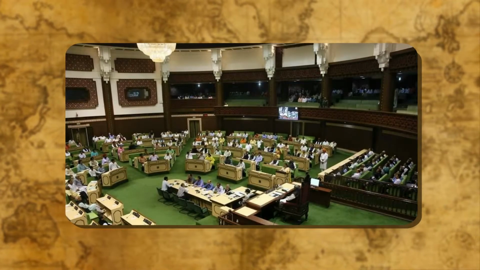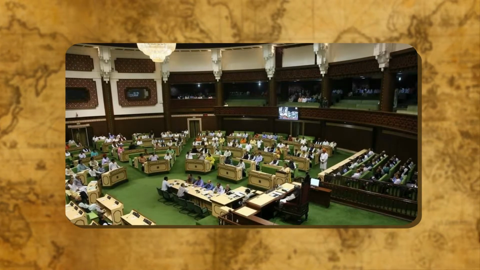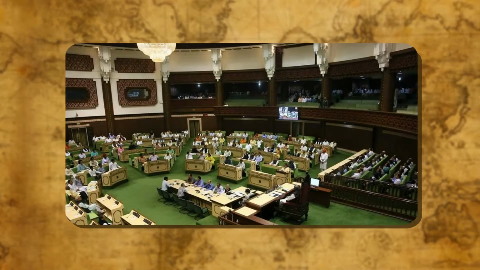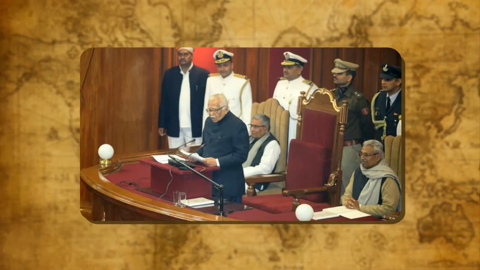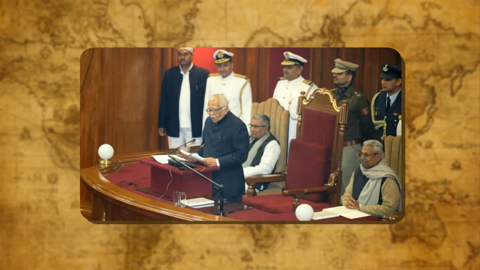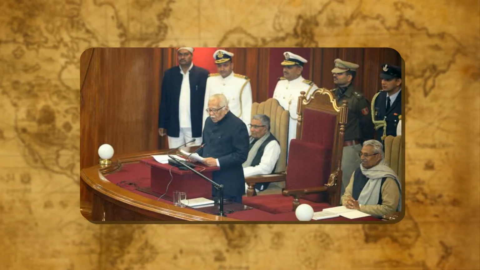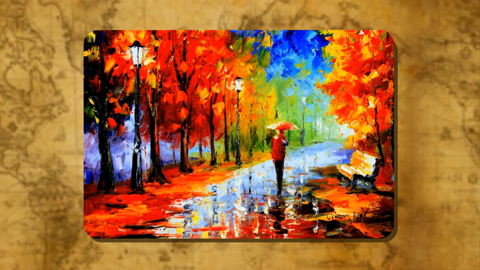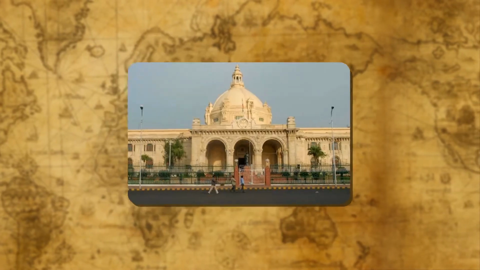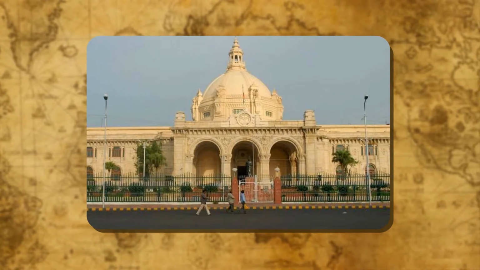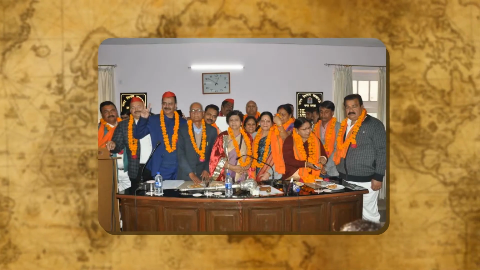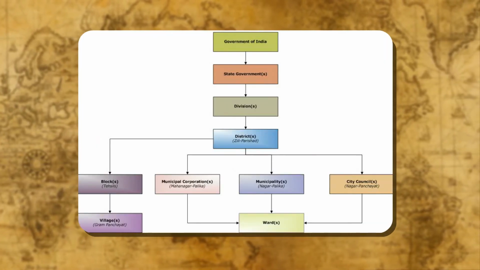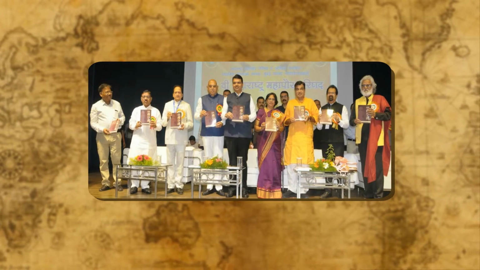A Vidhan Parishad is a permanent house. It is not directly elected by the people, but its members are elected by various agencies in the states as follows. 1/6 of the total membership of the Vidhan Parishad is nominated by the state governor from amongst the prominent persons in the field of literature, art, science, and social service. 1/3 of the total membership is elected by an electoral college consisting of the members of the municipal committees, district boards, and other local self-governments in the state.